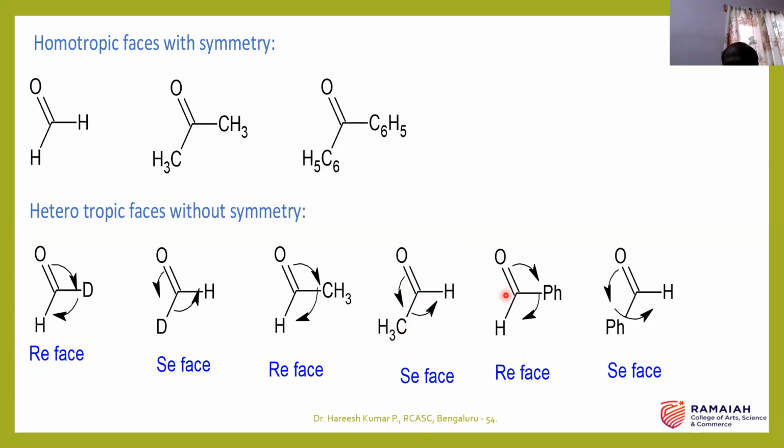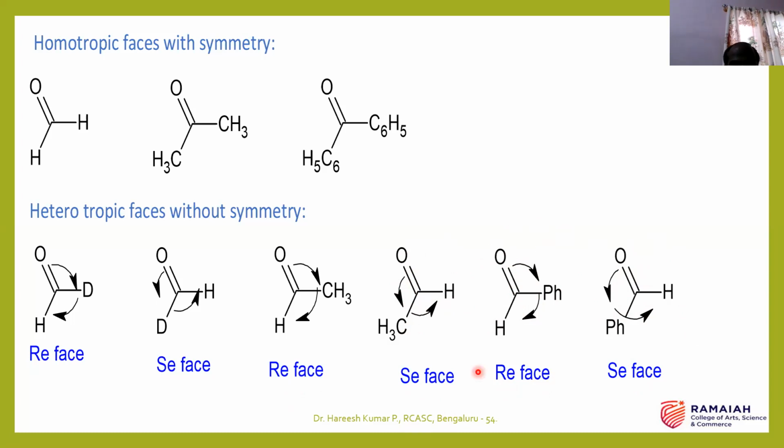So here I am taking benzaldehyde. There will be a movement in a clockwise direction. It's called Re phase. And here also you can observe that there is an anti-clockwise direction. It's called a Si phase. So this is the difference. If there is a question for 2 marks or 1 mark, then you should be able to explain it.